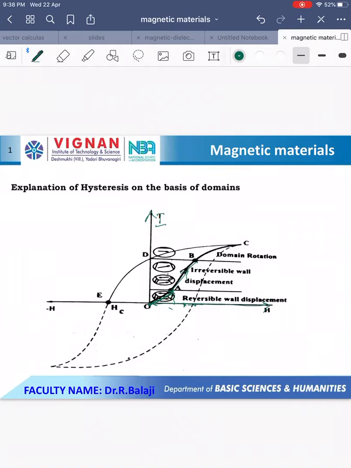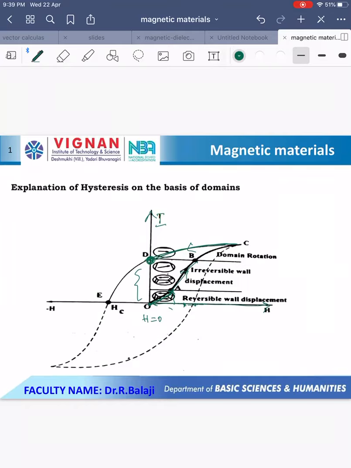So the intensity of magnetization is maximum at that point. Now if the magnetic field intensity is decreased step by step, it does not follow the path CO. The curve follows some other path, OD. When you observe the point D, the magnetic field intensity value is equal to 0, but the material has some intensity of magnetization. So even when the magnetic field is removed, the material retains some intensity of magnetization.